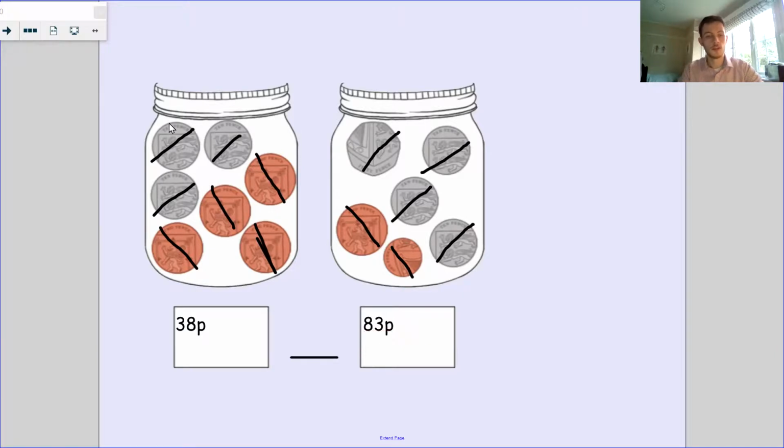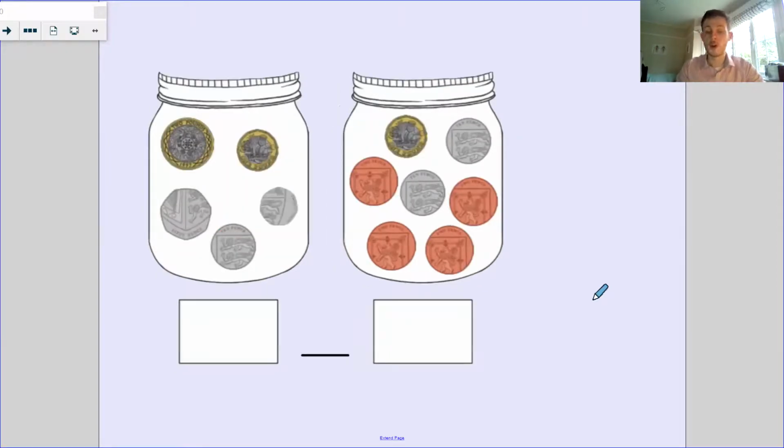Right. So even though this one's got 7 coins and this one's got 6 coins, this number of 83 is actually the biggest number. So it's going to be 38 pence is less than 83 pence. Right. Let's do another one.